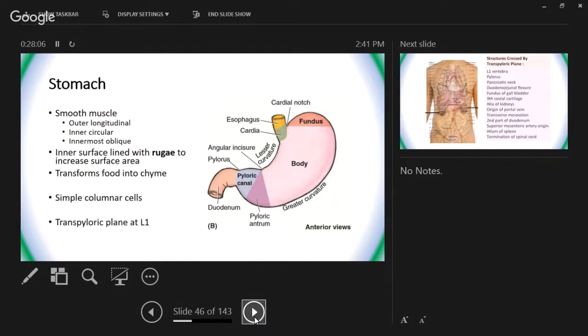And the transpyloric plane going through the pylorus is at L1. And just like T4, T5, there's a lot of stuff that happens at L1, and we'll go through that in the next slide. Also, just know the regions of the stomach. Just learn that picture, and you should be okay.